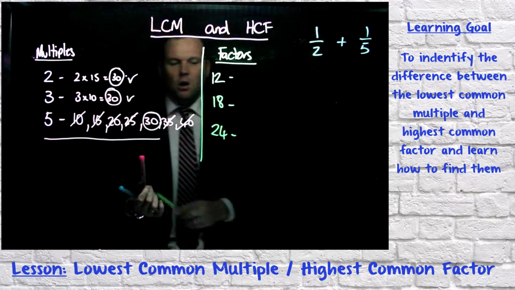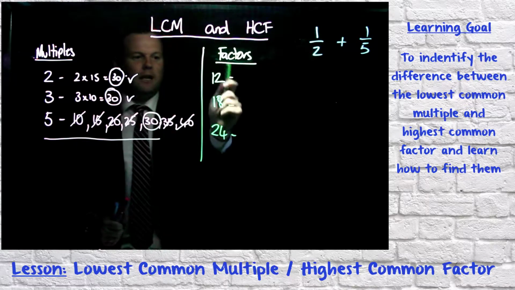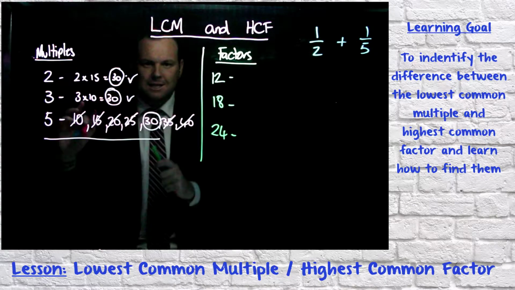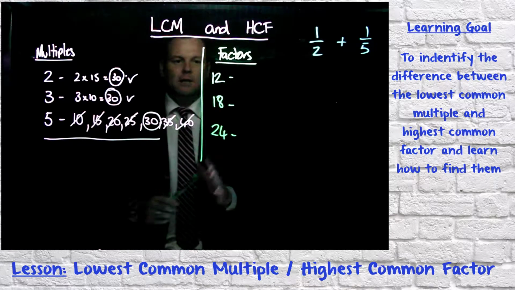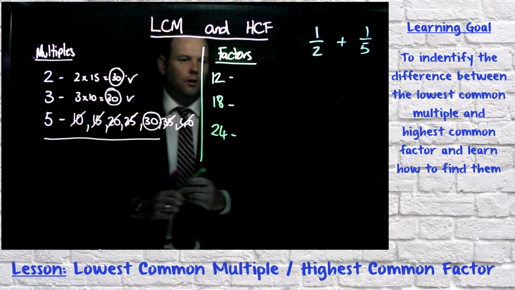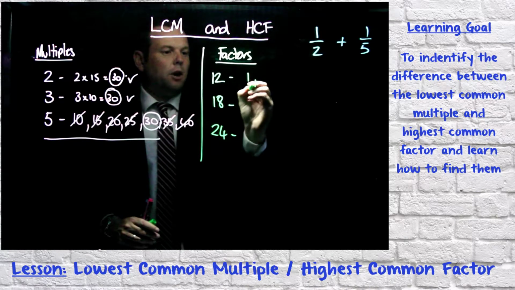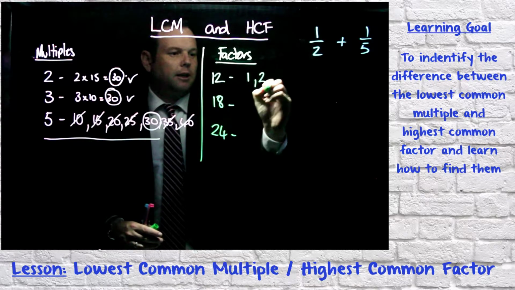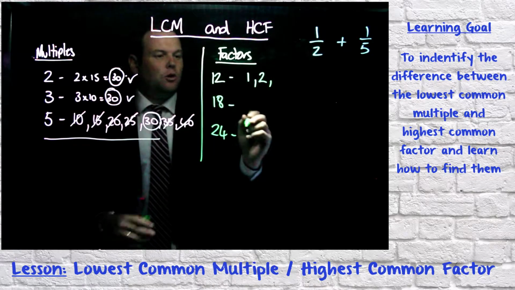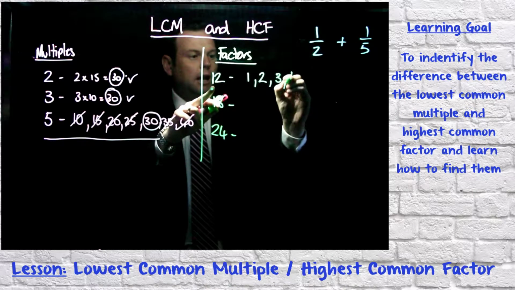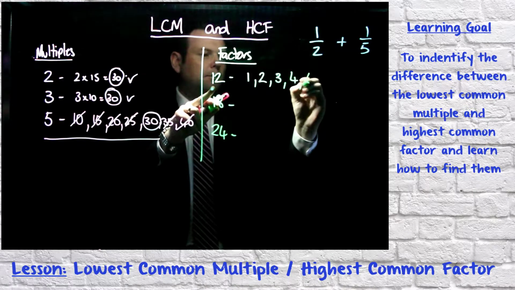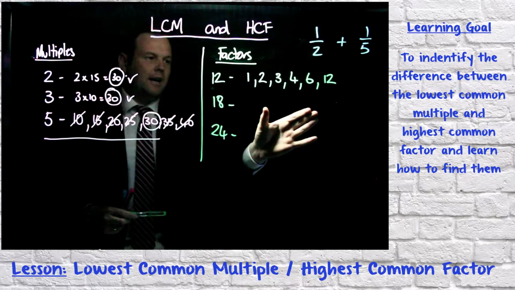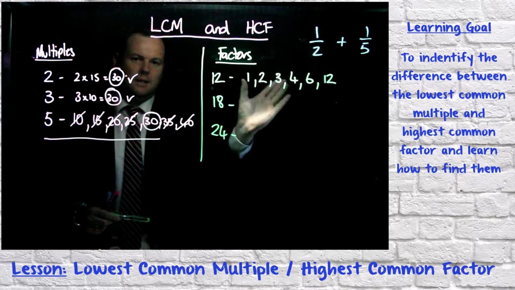With our factors, what I do is I always work out the factors of the smallest one first. So with multiples, I work out the multiples of the biggest number first, but when I jump into factors, I work out the factors of the smallest number first. I'll explain that in a second. So 1 is a factor of all numbers. Yes, 2, I can divide 12 by 2. I can divide 12 by 3 and 4, not 5, but I can divide it by 6 and obviously 12 itself. Now, our highest common factor is going to be one of those 6 factors.